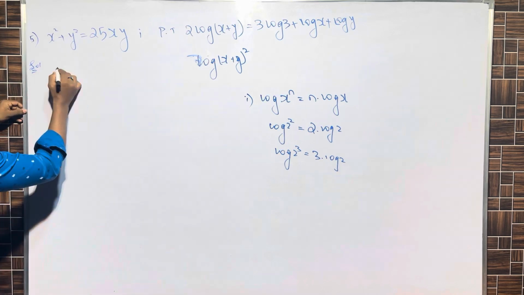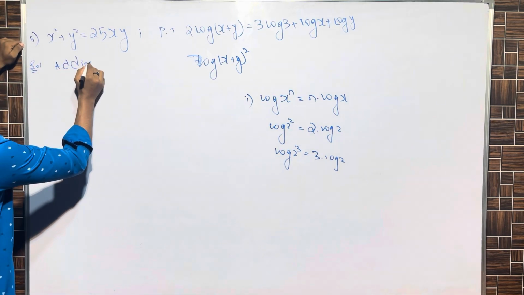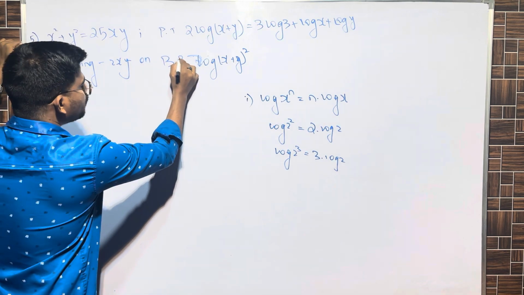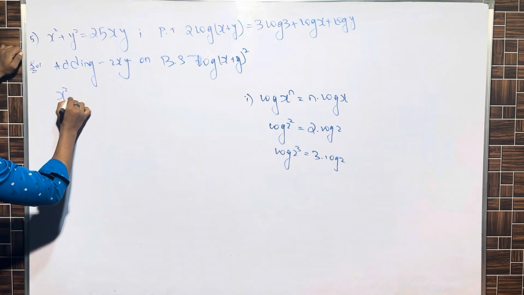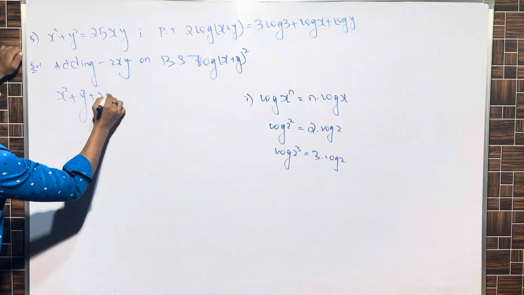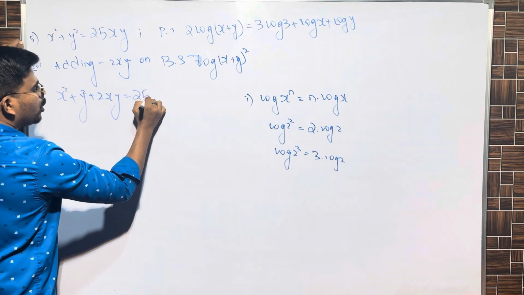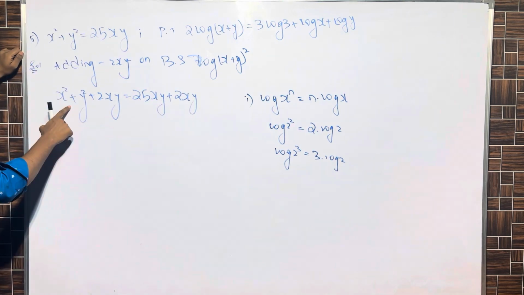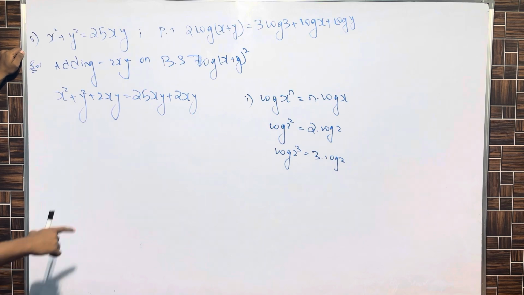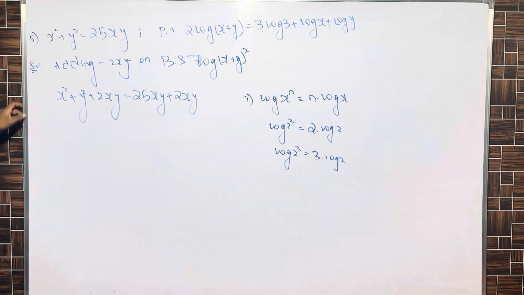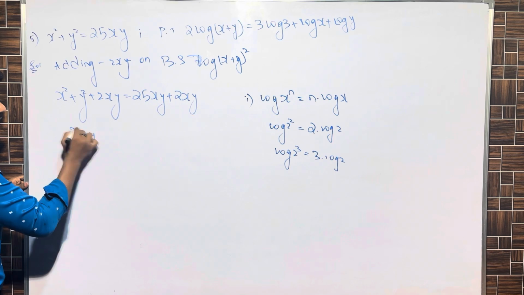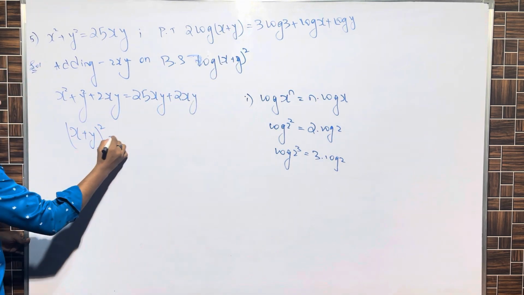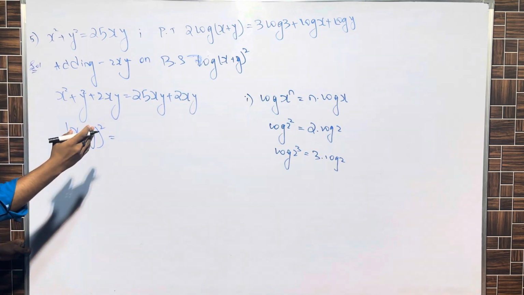So in the first step, adding 2xy on both sides, it is x square plus y square plus 2xy is equal to 25xy plus 2xy. X square plus y square plus 2xy, like a square plus b square plus 2ab, is nothing but x plus y whole square. This is what we wanted. We already got x plus y whole square. Now 25xy plus 2xy, 25 plus 2.